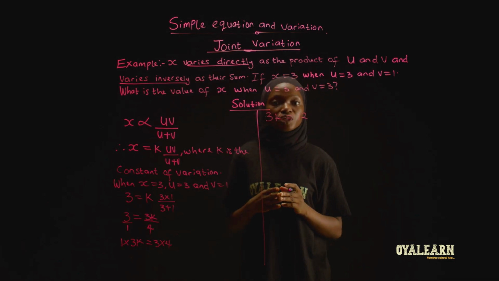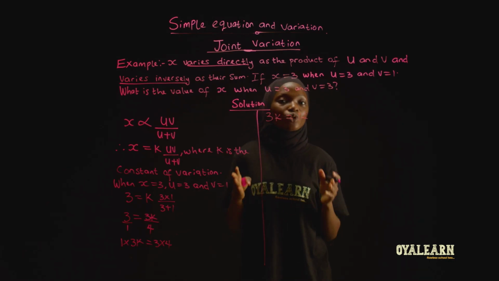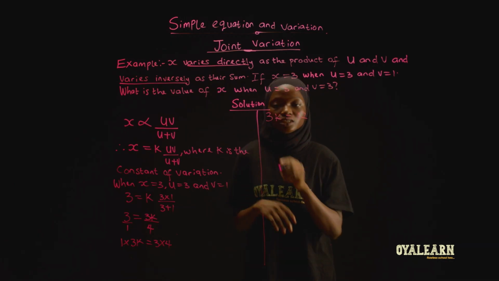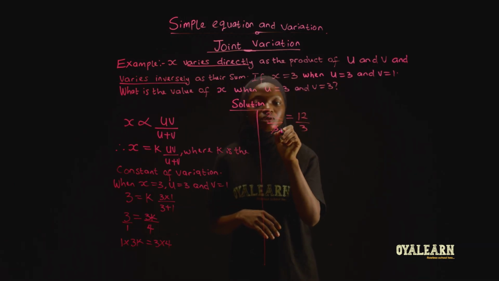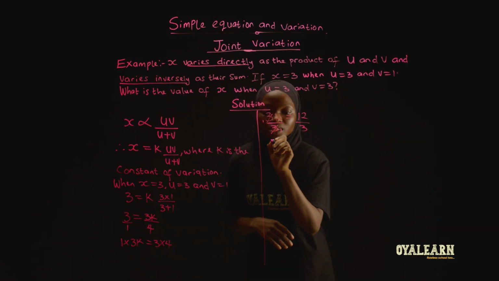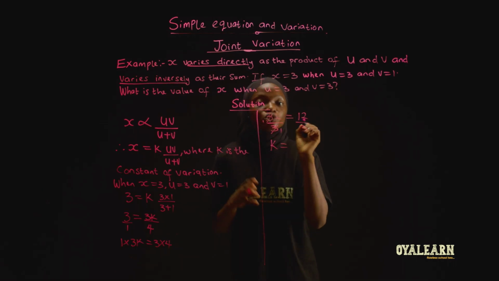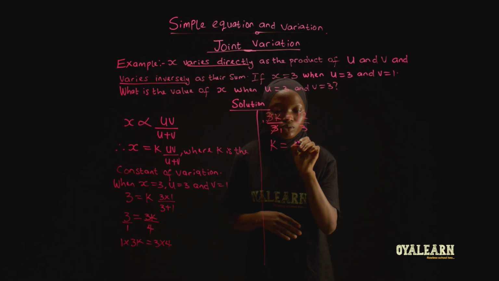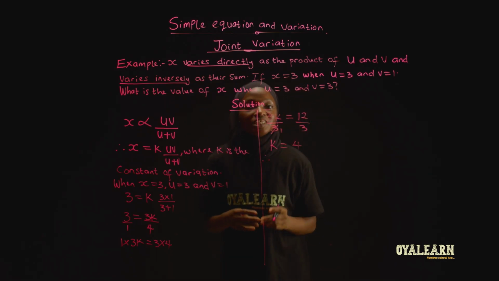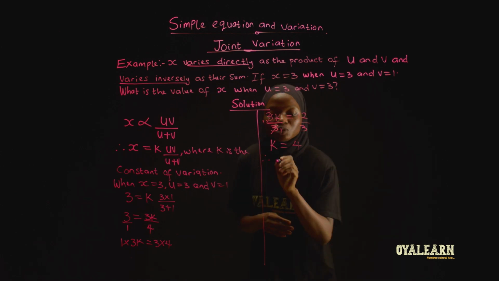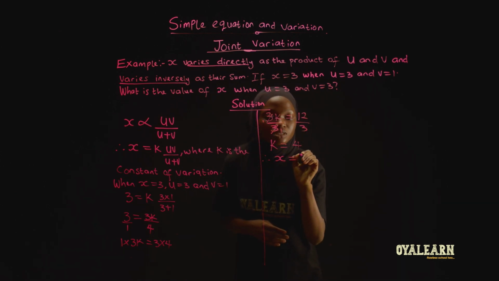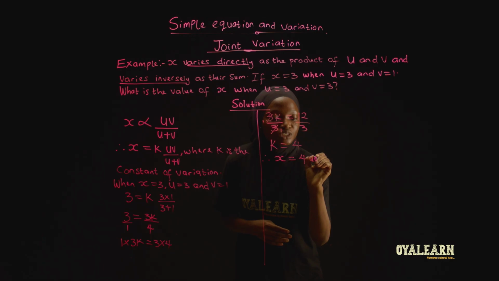And to find the value of k, we have to divide both sides by the coefficient of k here, which is 3. So we divide by 3, divide by 3. 3 goes into 3 here 1, 3 goes into 3 here 1. We are left with k equals 12 divided by 3, which is 4. So we can now give the formula connecting x, u and v. That means we'll be having x equals 4uv over u plus v.